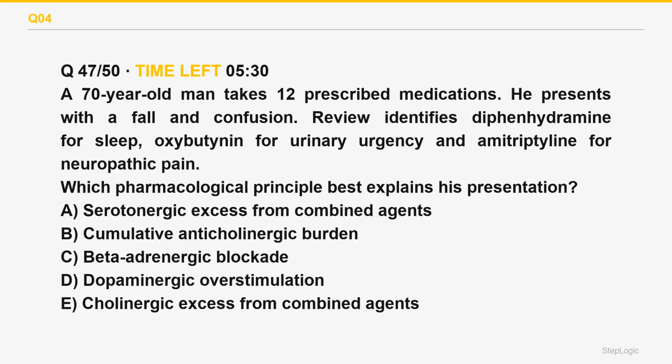Which pharmacological principle best explains his presentation? A 70-year-old man takes 12 prescribed medications. He presents with a fall and confusion. Review identifies diphenhydramine for sleep, oxybutynin for urinary urgency, and amitriptyline for neuropathic pain. Read the command: which principle explains the presentation? Three drugs from different classes share one property, and the effect is additive.